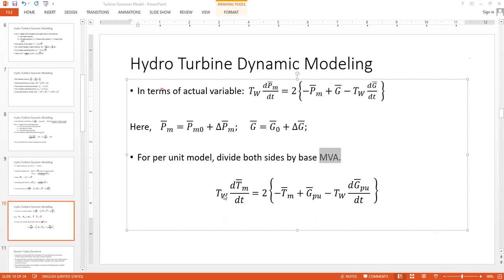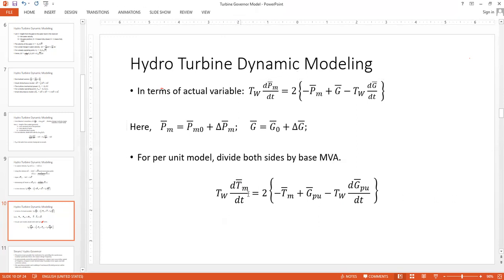TW is still a time constant, so you don't have to bother about that. 2 is there, Pm becomes Tm, G now becomes G per unit, and again here G becomes G per unit. So this is in per unit normalized expression or dynamic expression for the turbine torque, or equivalently turbine output power, generator input power, all the same.